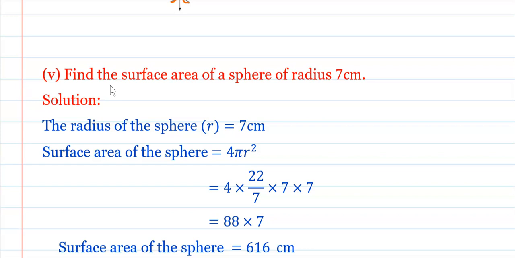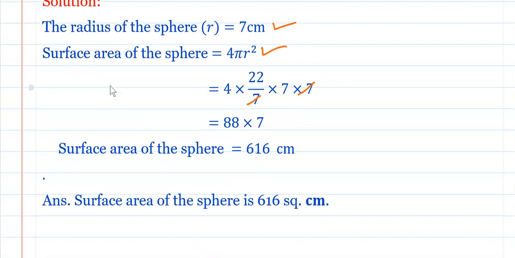The radius of sphere r is equal to 7 cm. Surface area, that is the formula for the surface area of the sphere is 4 pi r square. Substitute the value. 4 pi is 22 upon 7. r square 7 into 7. इथे 7 काय होणार तर कट होणार. That is 4 into 22, 88 into 7. Therefore the surface area of the sphere is 616 square centimeter.